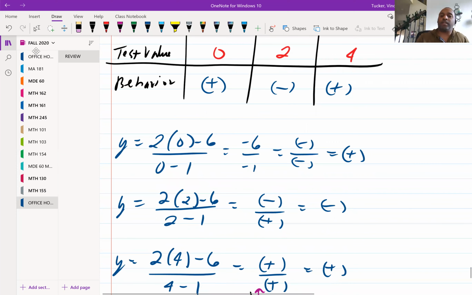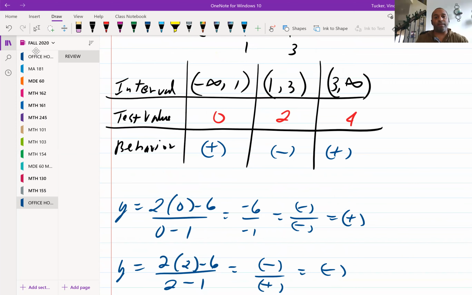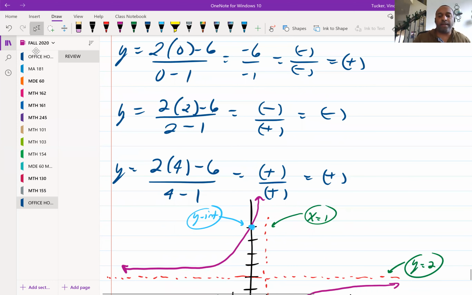So this is the behavior of my graph. So from 1 to negative infinity, I will have positive numbers. From 1 to 3, I will have negative numbers. And then for 3 to infinity, I will have positive numbers. All right. So this is what I got.